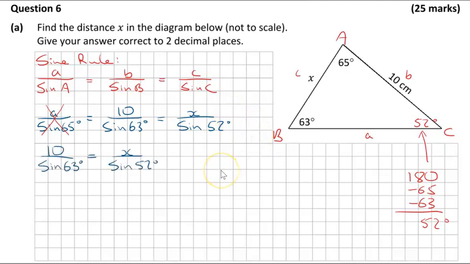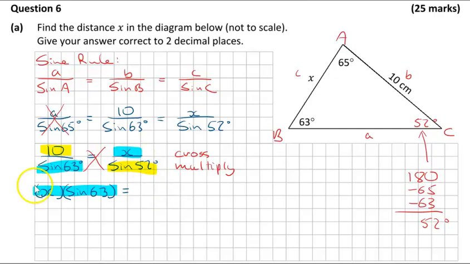We're going to let them equal. We're going to cross multiply. So we're going to have x times sine 63 is equal to 10 times sine 52. Make sure the x comes first and the 10 comes first. The sine should always come second. So we have x times sine 63 equals 10 times sine 52.